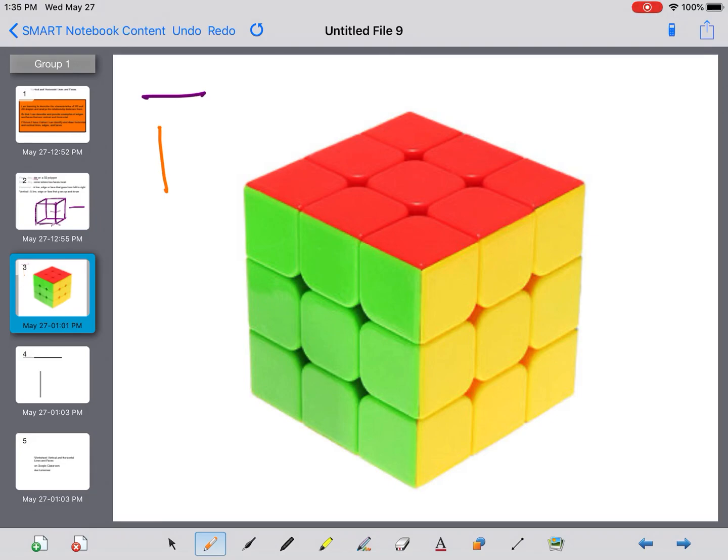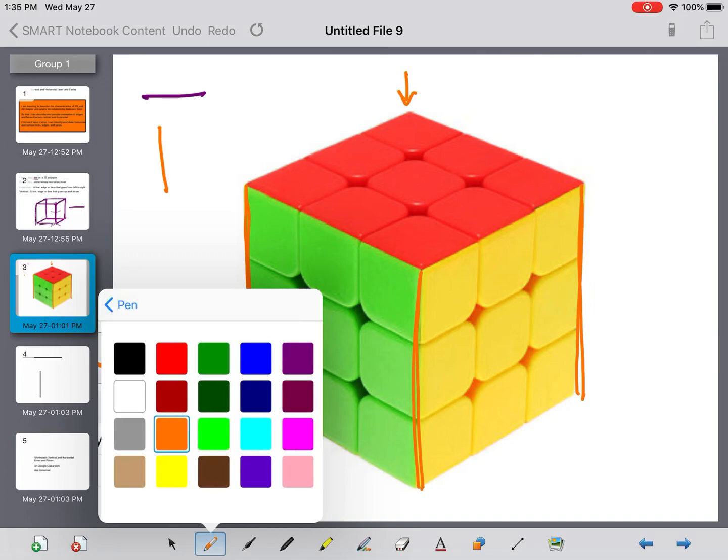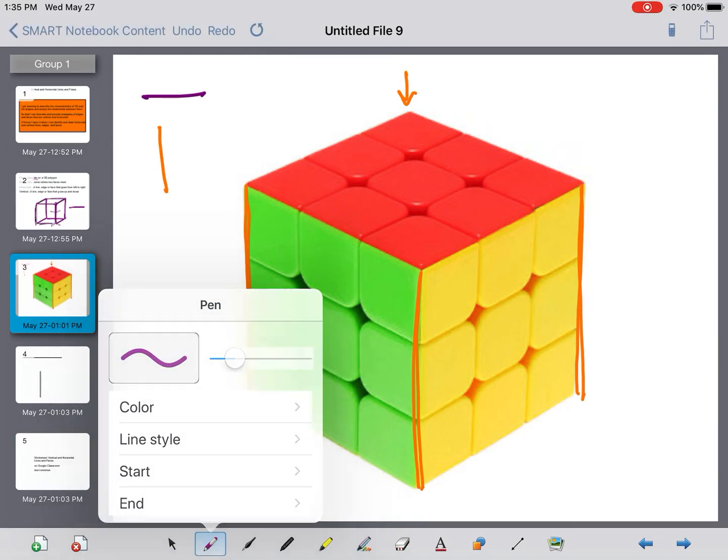Vertical lines, as I mentioned, go up and down. The ones that we can see on this Rubik's Cube are this one right here, there's one right here, and there's also one right here. If we were able to see all sides of the Rubik's Cube, there would also be one more vertical line on the back right here. Next, let's talk about the horizontal lines.